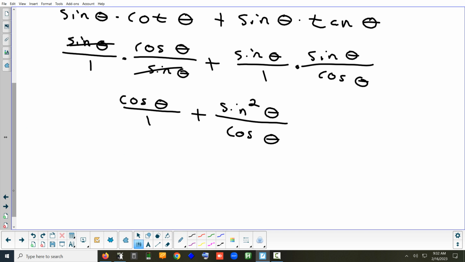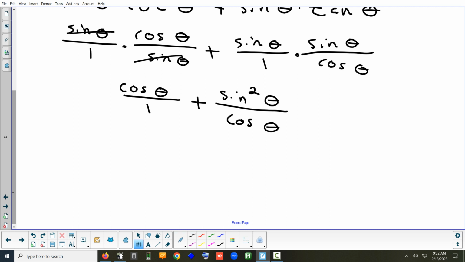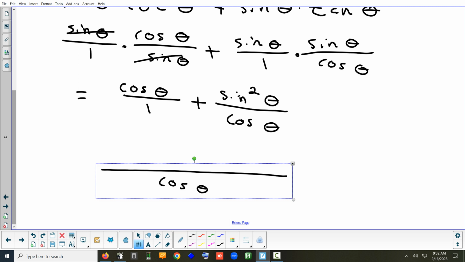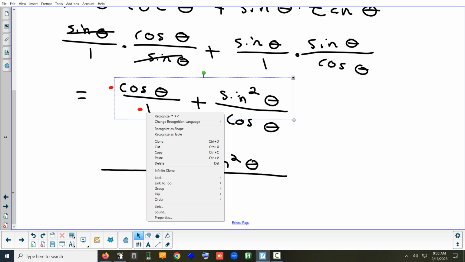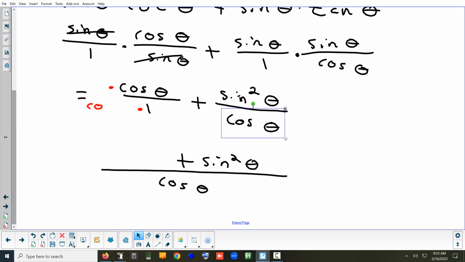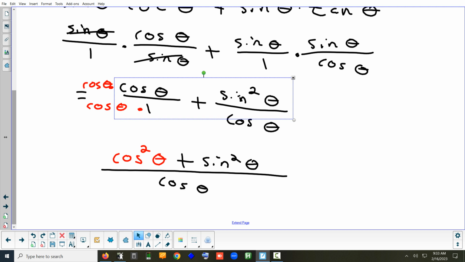What's my common denominator going to be? Cosine theta. Now, this fraction already has the common denominator, so you don't have to modify this one at all. That one stays the same. But this other fraction does not. You need to multiply by something in the top and the bottom that would make this denominator the same as that one. Cosine. Now the bottom here is cosine times 1. That's cosine. And cosine times cosine, cosine squared.